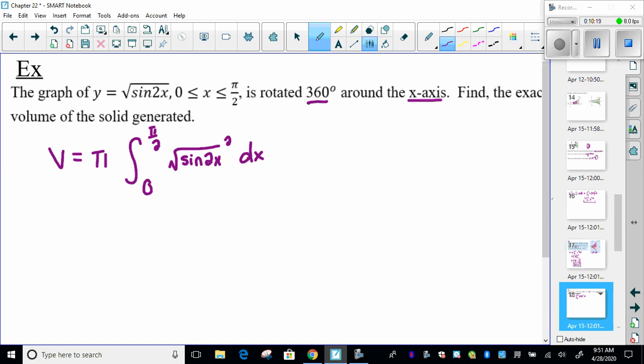Okay, so that's the setup. Just simplifying it here real quick. So this is pi, integral 0 to pi over 2, of the sine of 2x dx. So now you just have to integrate the sine of 2x dx. So now you've got to go back to integration rules.